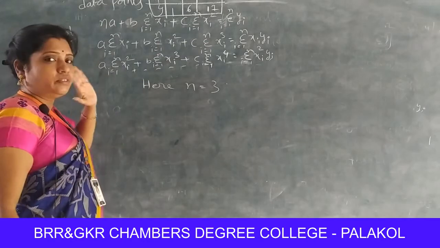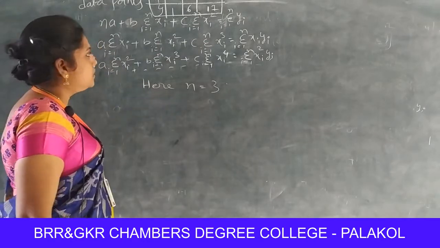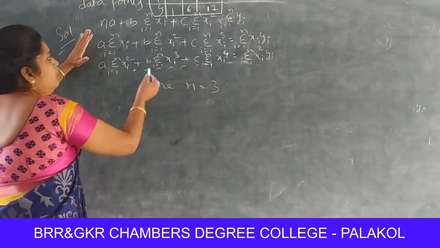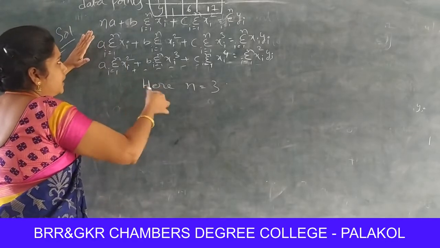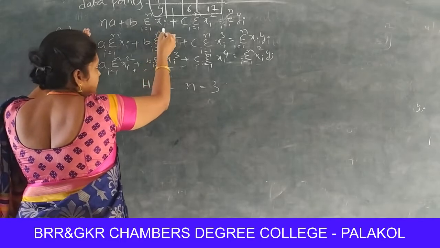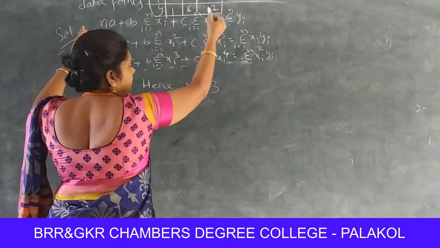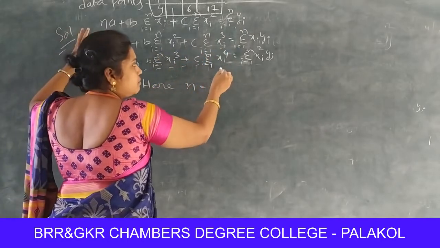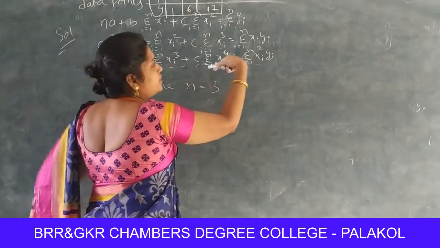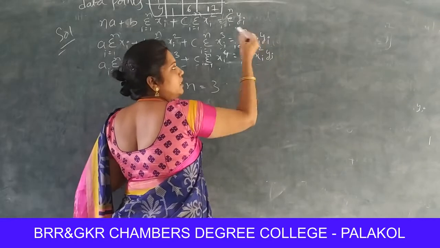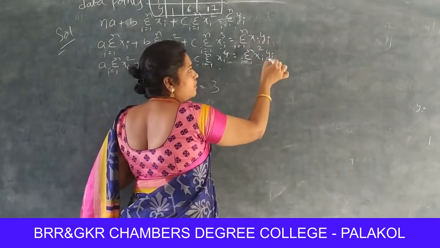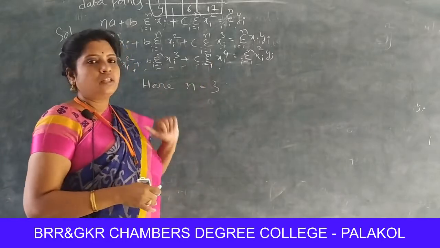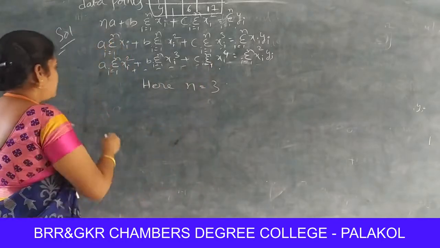So, the normal equations of a parabola are these three equations. Now, we have to evaluate the values: summation of xi square, summation of yi, summation of xi cube, summation of xi power 4, summation of the product xi yi, and summation of xi square yi. So, we construct a table according to the normal equations. Let us see the table.